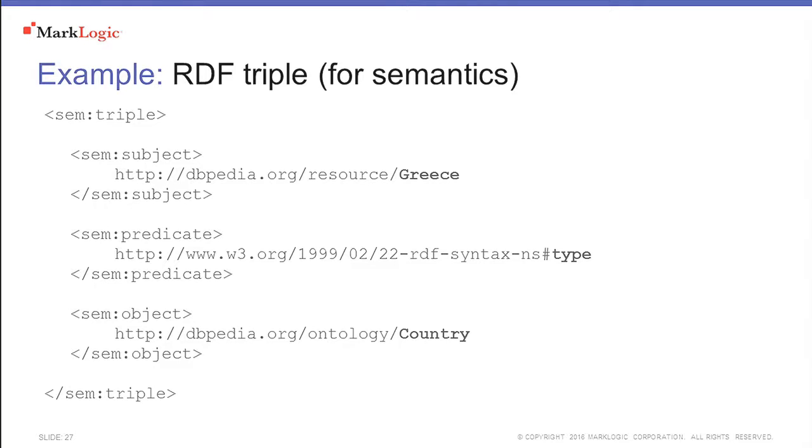Here's an example of a semantic triple. If you haven't seen one before, this is how it's stored in MarkLogic in a database. You have three parts for a triple: the subject, the predicate, and the object. The easiest way to read these IRIs, as they're called, is just to read the ends of them. Greece is a type of country. And as you may have heard from some of the presentations, semantics is all about providing meaning that a computer can understand about your data.